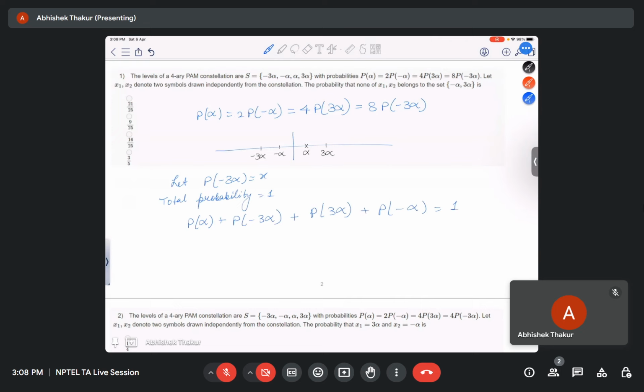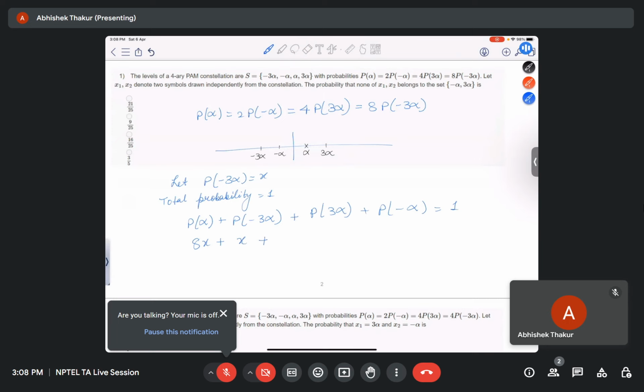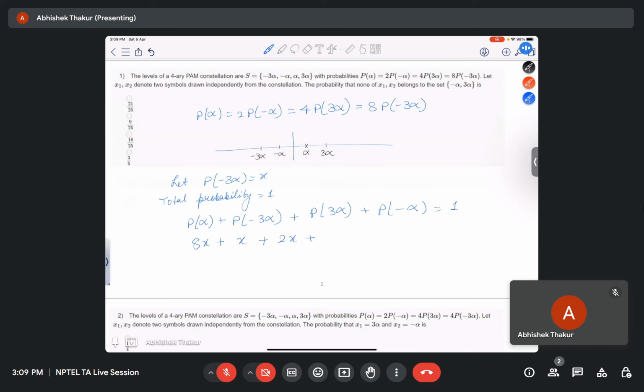So now probability of minus 3 alpha is x. So probability of alpha will be 8x, and probability of minus 3 alpha we have already taken as x, and probability of 3 alpha is equal to twice of probability of minus 3 alpha, so that will be 2x, and probability of minus alpha is equal to 4x. So 15x is equal to 1. So here the value of x is 1 by 15.